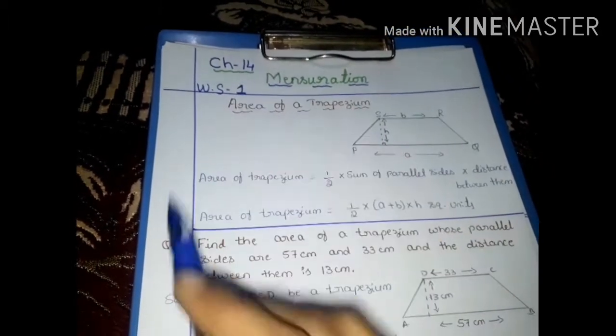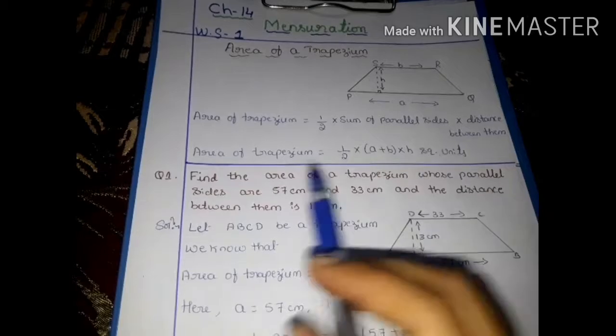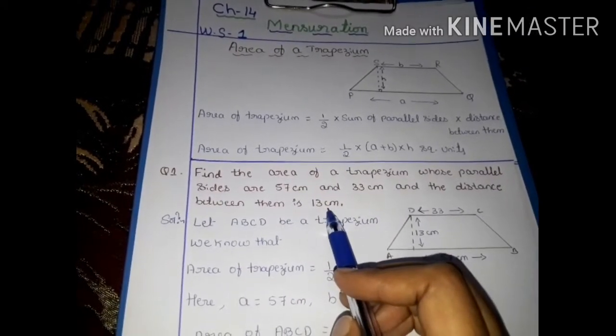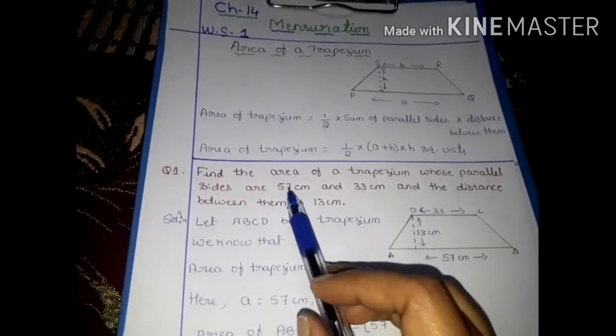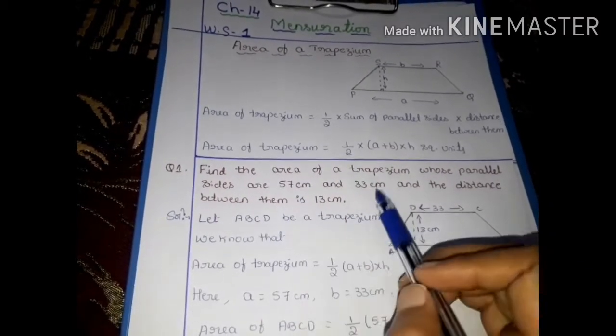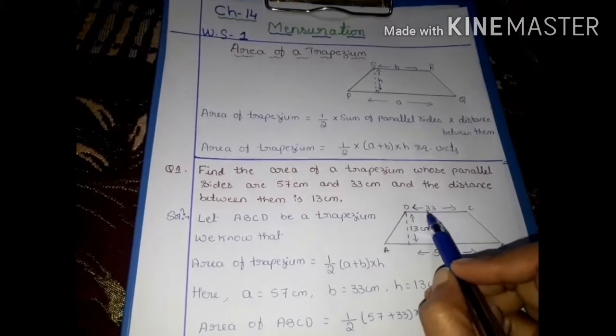Now, worksheet 1, first question given here. Find the area of a trapezium whose parallel sides are 57 cm and 33 cm and the distance between them is 13 cm. For your reference, draw a trapezium. Given here are the parallel side lengths: one is 57 cm, another one is 33 cm. Consider the longer side as 57 cm. The distance between the two parallel sides is given, that is 13 cm.